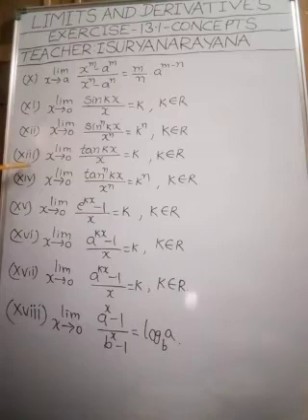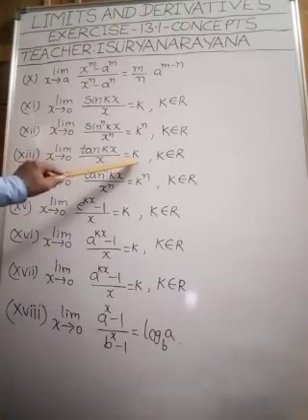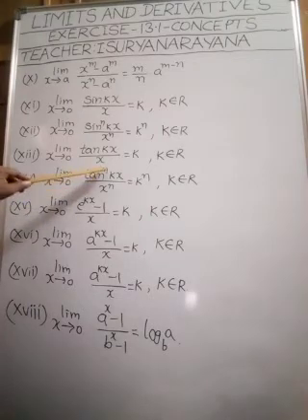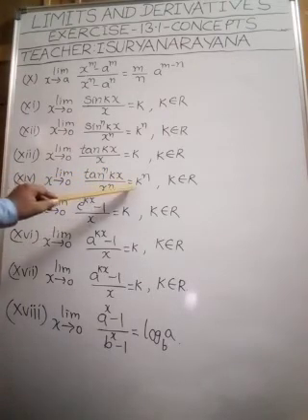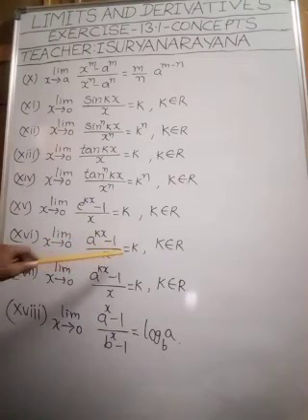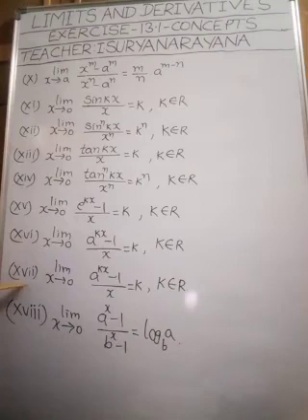Come to the 13th one. As x tends to 0, limit of tan kx by x is equal to k, where k belongs to r. 14th one, as x tends to 0, limit of tan power n kx by x power n is equal to k power n, where k belongs to real numbers. 15th one, as x tends to 0, limit of e power kx minus 1 by x is equal to k, k belongs to r. Next, 16th one, as x tends to 0, limit of a power kx minus 1 by x is equal to k log a, where k belongs to r.